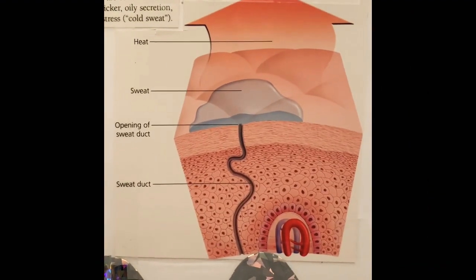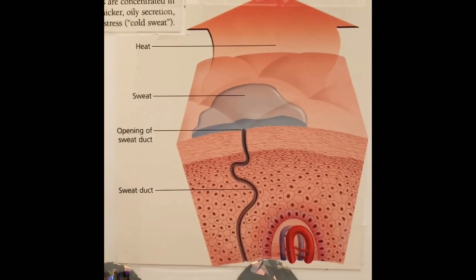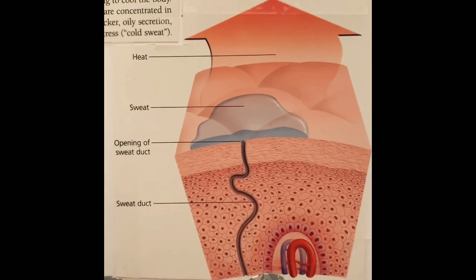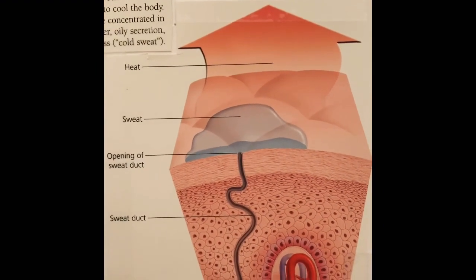Helping to cool the body, the more specialized apocrine sweat glands are concentrated in the armpit and genital area and produce a thicker, oily secretion, often in response to emotional stress, cold sweats. Here you can see the sweat duct, the opening of the sweat duct, the sweat, and heat.